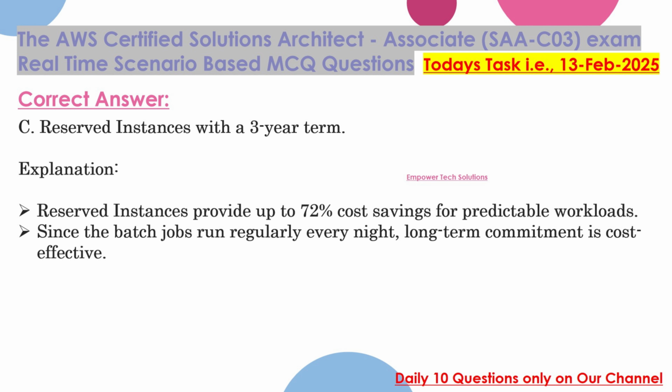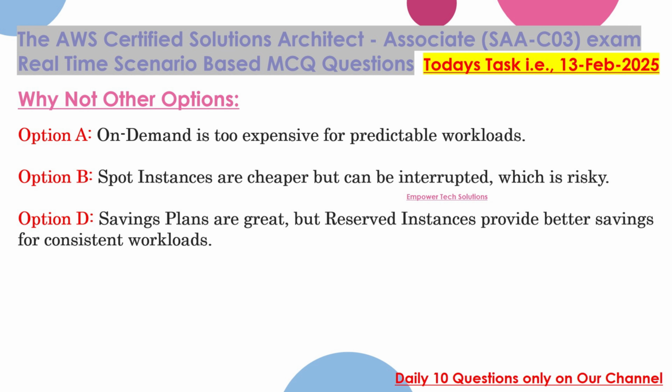Correct answer: C. Reserved instances with a 3-year term. Explanation: Reserved instances provide up to 72% cost savings for predictable workloads. Since the batch jobs run regularly every night, long-term commitment is cost-effective. Why not other options? Option A. On-demand is too expensive for predictable workloads. Option B. Spot instances are cheaper but can be interrupted, which is risky. Option D. Savings plans are great, but reserved instances provide better savings for consistent workloads.